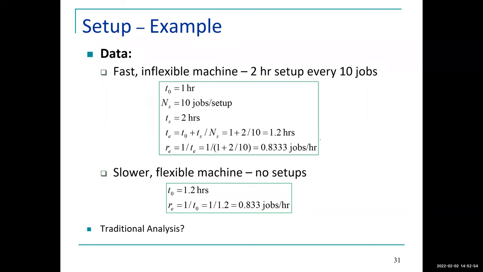And then using that information, we can compute TE, which is T0 plus TS divided by NS, 1.2 hours. And RE is the effective capacity rate, which is going to be 1 over TE. So in this case, that's about 0.83 jobs an hour. For a slower flexible machine with no setups, we have the T0 to be higher, 1.2 hours. And the effective capacity rate is going to be 1 over T0, which is the same. So the fast inflexible machine and the slower flexible machine with no setups give you the same effective rate. With traditional analysis, there's no difference, right? So that's what we just showed.